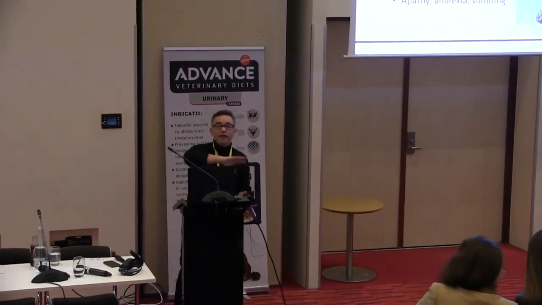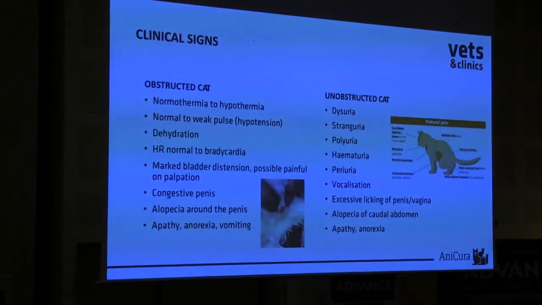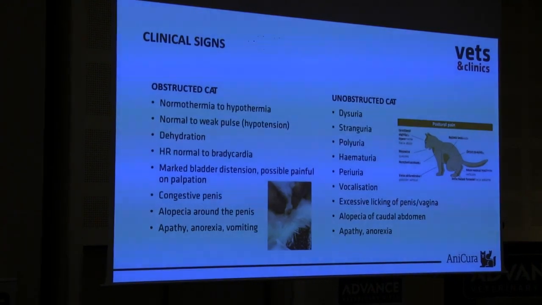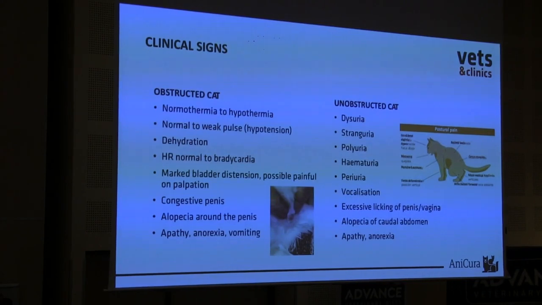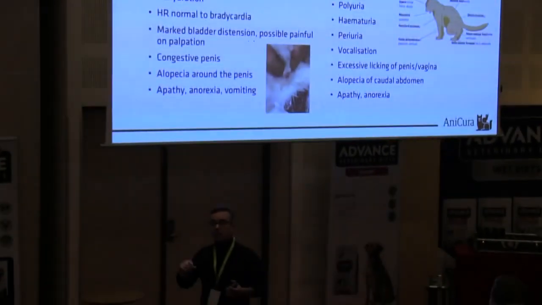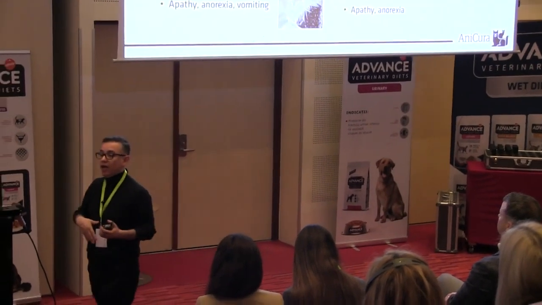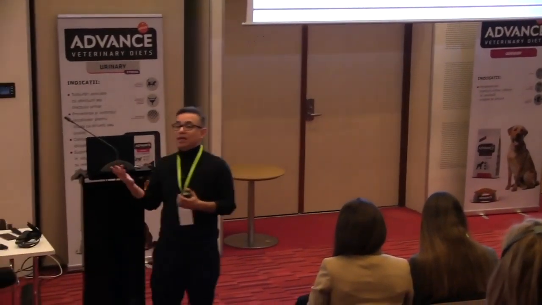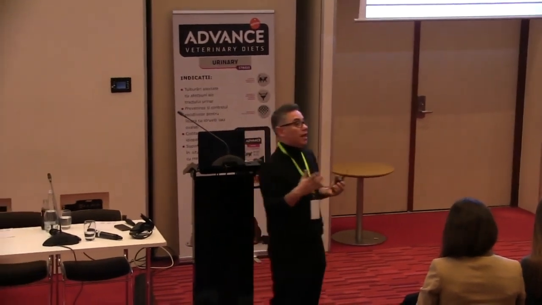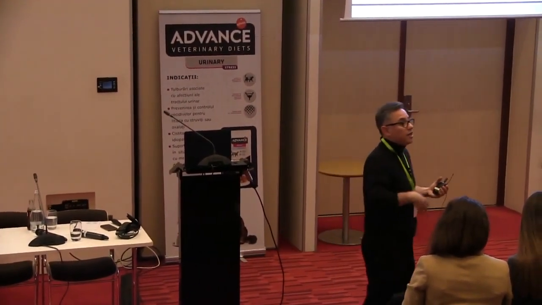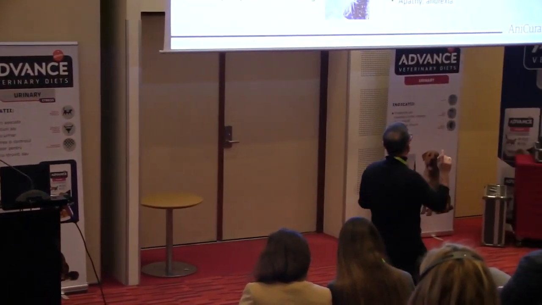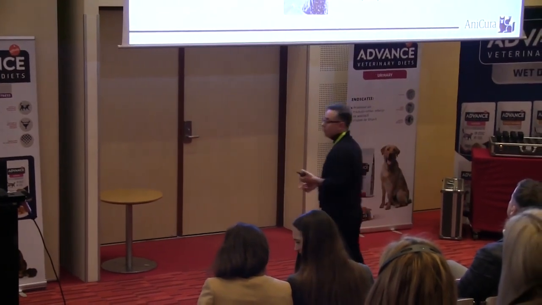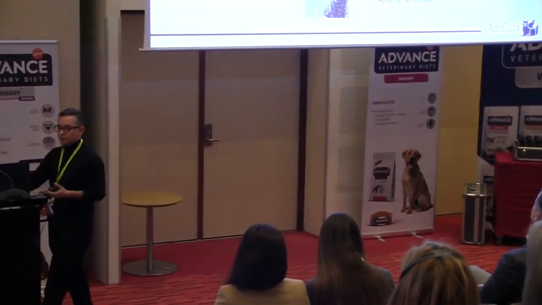And on the other side we have the unobstructed cat. This cat can present dysuria, stranguria, polyuria, hematuria, vocalization, excessive licking of the penis or vagina, and alopecia of the caudal abdomen. That is important and uncommon, but you can find alopecia in the caudal abdomen, and you might think this cat has alopecia from allergy, fleas or something, but you have to consider this in your differential diagnosis. Apathy and anorexia.